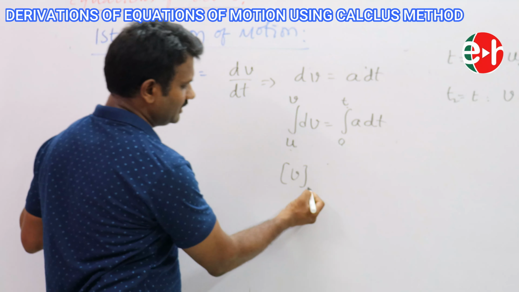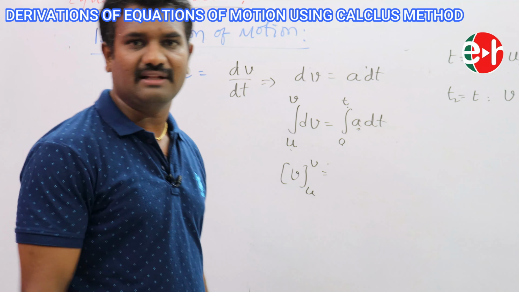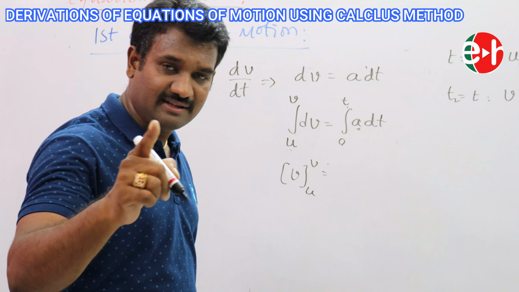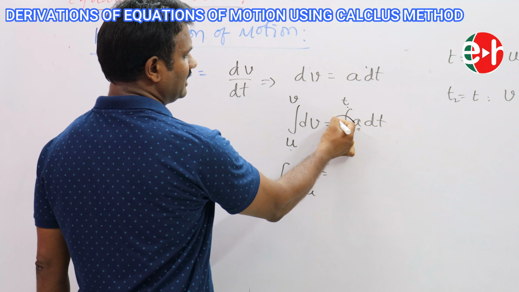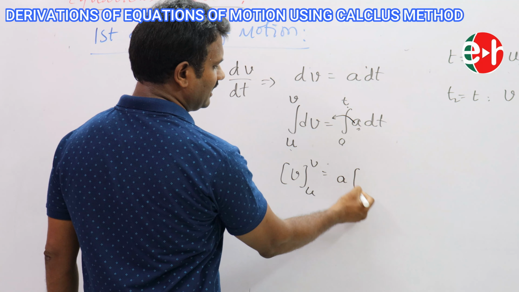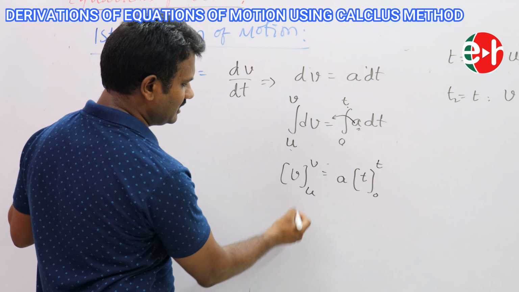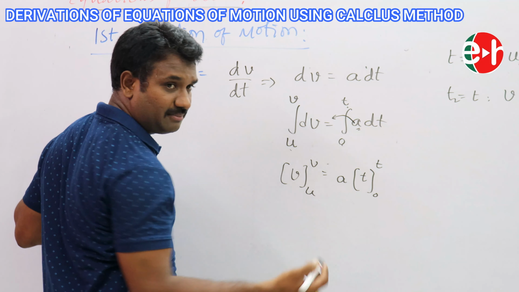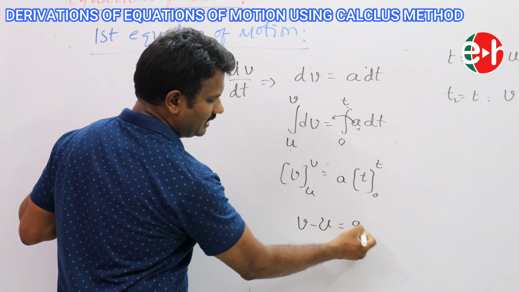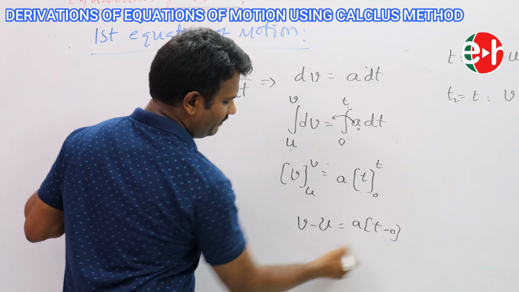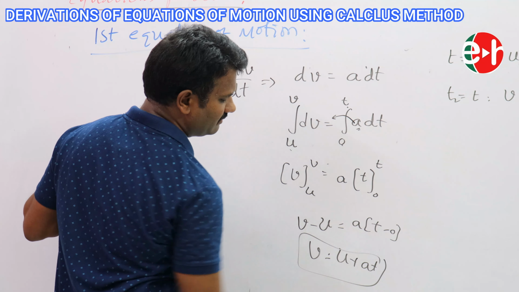Okay? This is from u to v is equal to, as these equations of motion are valid only when the acceleration is constant, here the acceleration is constant, and I can take it outside. So a into integral of dt means t, with limits from 0 to t. This is the upper limit, this is the lower limit. By substituting the upper limit and subtracting the lower limit, v minus u is equal to a into t minus 0. That's why v equals u plus at. This is our first equation of motion.